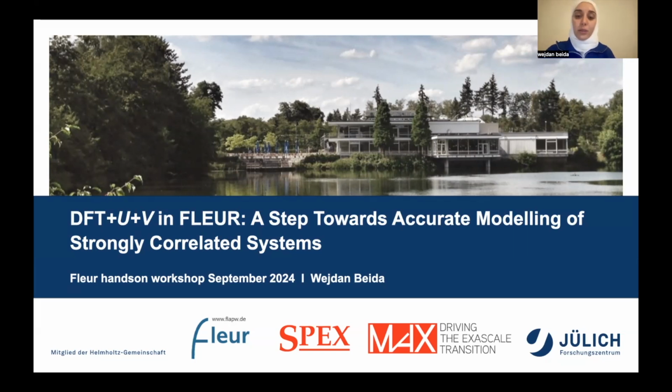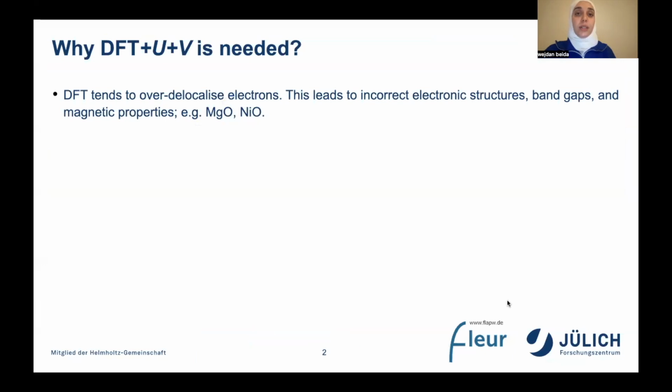I will talk about the implementation and basic usage of the DFT+U+V method in the Fleur code. So let's start with why we need the DFT+U+V method. As you learned in the previous talk, density functional theory tends to underestimate interactions in systems with localized electrons. This leads to an inaccurate description of such systems, especially the electronic structure and magnetic properties.